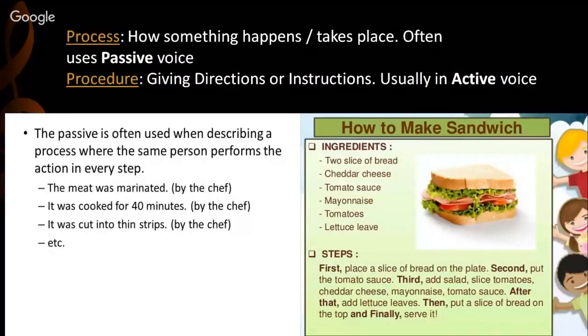how something happens. Usually process na navu passive voice nalli barithivi, because it is almost like the doer, that is the person who is doing it, is writing about what he did. So this is more commonly found in your lab records or some technical writings. Procedure, giving directions or instructions, it's usually in the active voice, but it is not a rule. It is usually in the active voice aste, but active voice nalle irbeku anadhu eno rule illa. Process passive nalle baribeku anadhu eno rule illa. The passive is often used when describing a process where the same person performs the action in every step.